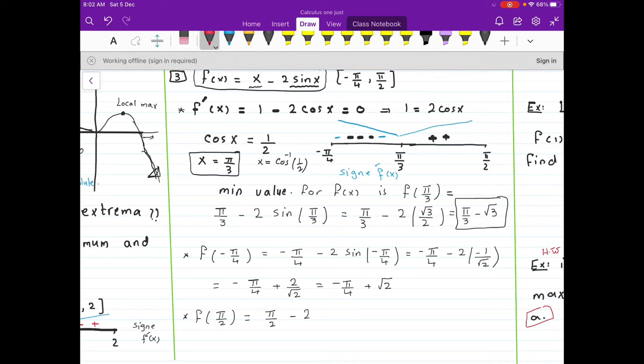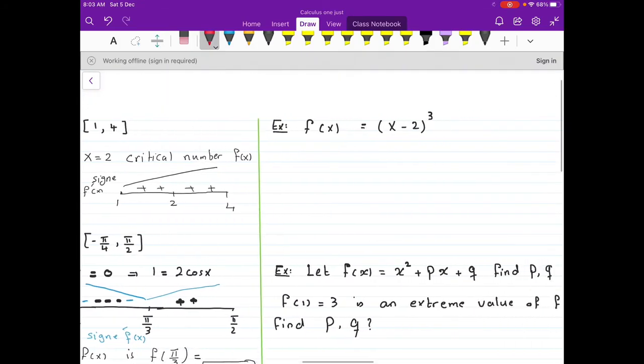Question: what is the maximum value? At this point, the maximum value for the function, is it this one or this one? Think about which one you can choose. So the maximum value for f of x is here, the answer is A and B.